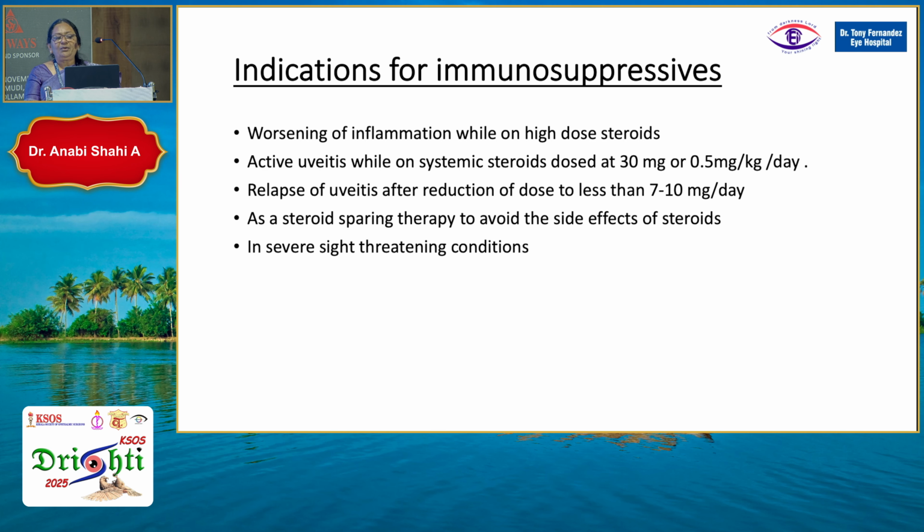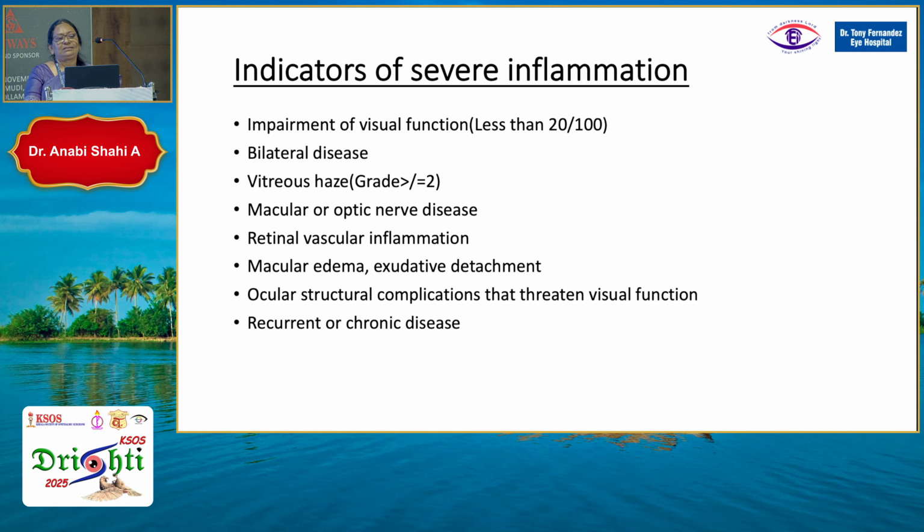When there is worsening of inflammation while on high-dose steroids, when there is active uveitis while on systemic steroids dosed at 30 milligram or 0.5 milligram per kilogram per day, relapse of uveitis after reduction of doses to less than 7 to 10 milligram per day, and as a steroid sparing therapy to avoid the side effects, and in severe sight-threatening conditions. So what are the indications for severe inflammation?